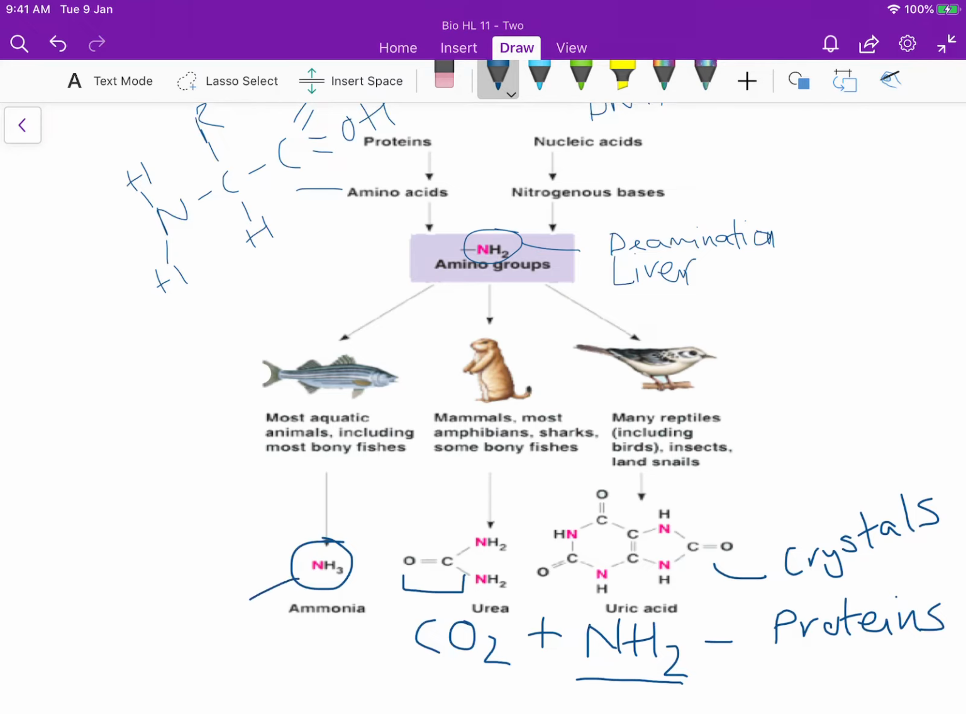And we do that because ammonia is toxic. This is too toxic to be excreting on land. If you're surrounded by water, then that's fine. But if you're not, then it's better to excrete it as the less harmful, less toxic urea.